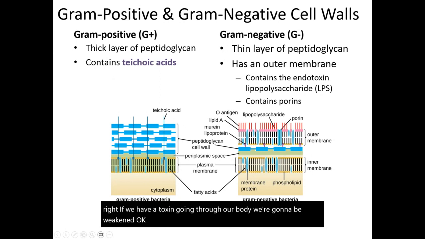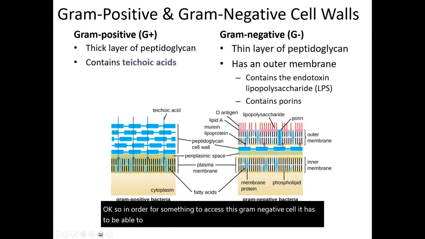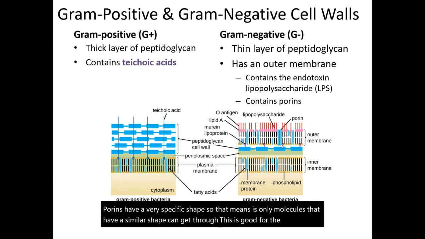So LPS is associated with that outer membrane, but so are porins. Take a look where my mouse is. There's the porin, and you'll notice it's literally a pore. So in order for something to access this gram-negative cell, it has to be able to go through one of these porins. Now, porins have a very specific shape. So what that means is only molecules that have a similar shape can get through. This is good for the bacteria and bad for us.